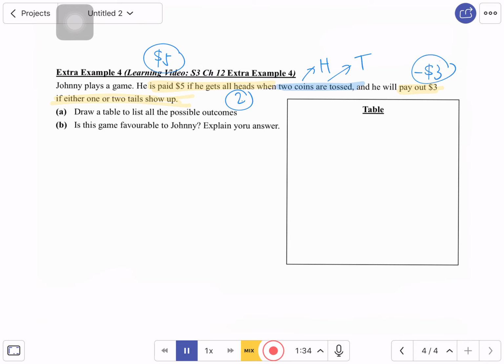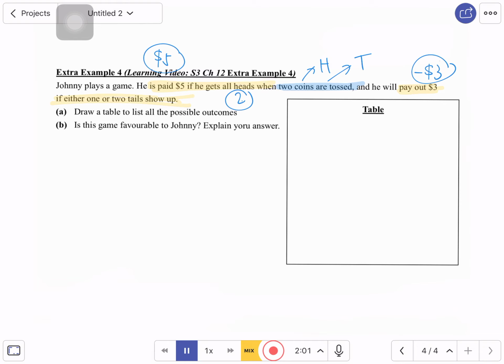So the payment will be minus $3 because he needs to pay out. So from Johnny's perspective, it is a loss, so it will be minus $3. And in the first case, he's paid $5, so he gains money, and we will represent it by a positive number.